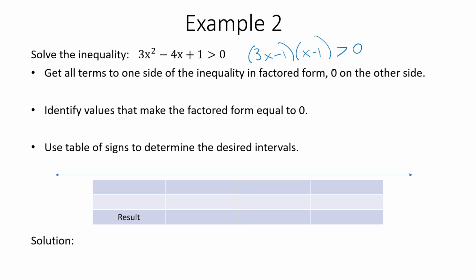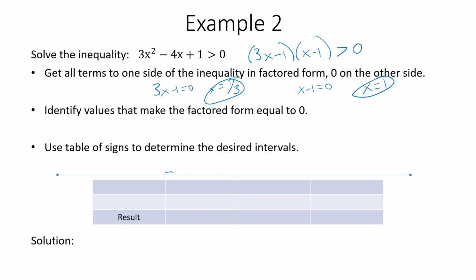Now, we can step forward, right? And we can step forward and identify the values that make the factored form equal to 0. Well, one of them should be fairly easy because you have an x minus 1 that would be equal to 0. So one of them should be x equals 1. The other one you might have to do a little bit more work. That's the 3x minus 1 that would equal 0. Here that would mean x is equal to 1/3. Alright, so here's my two constraints that I'm going to work with. 1/3 and 1.